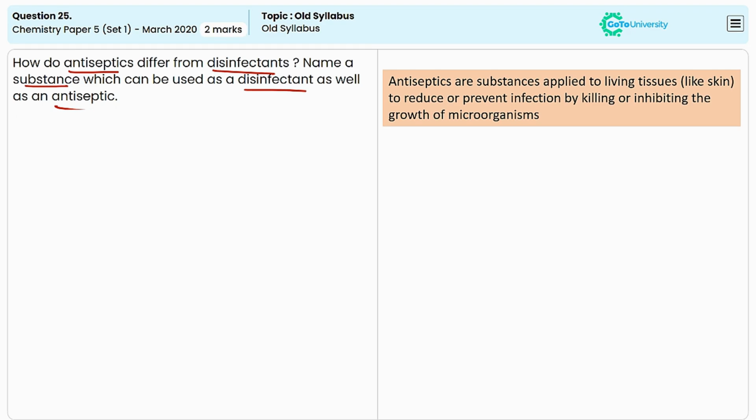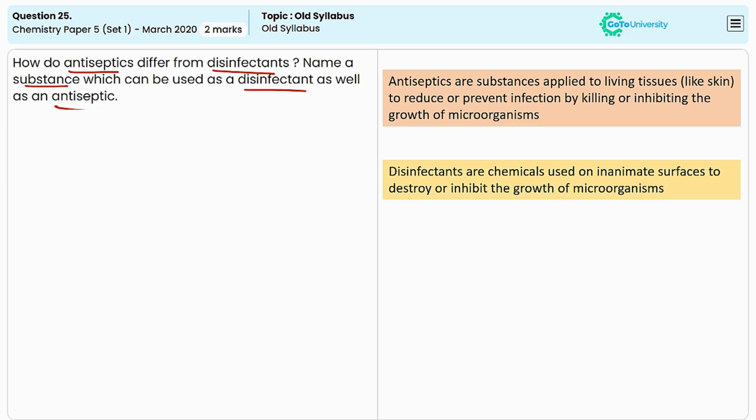Whereas disinfectants are used on inanimate objects and surfaces to kill or inhibit the microorganisms. This is used to clean surfaces like countertops, floors or medical equipment to prevent the spread of infection. So we can say the antiseptics are safe for use on living tissues while disinfectants are intended for non-living surfaces.